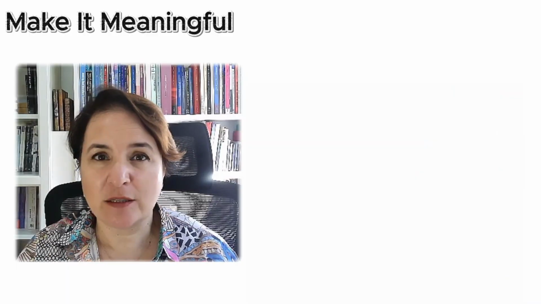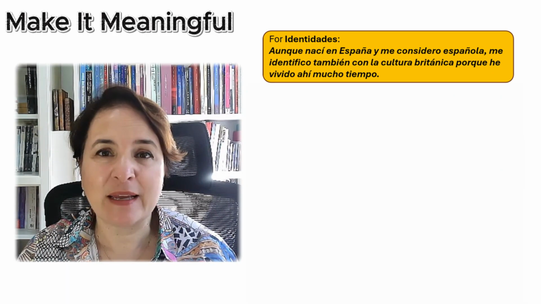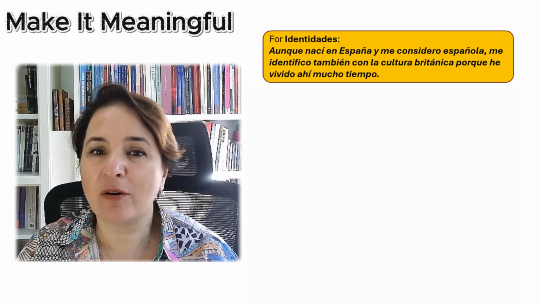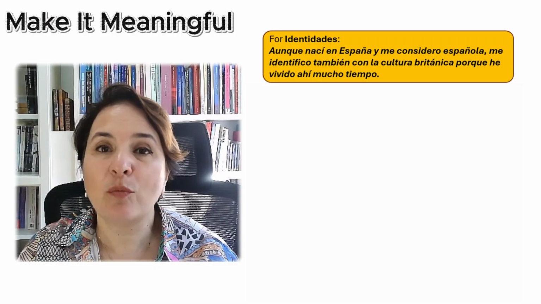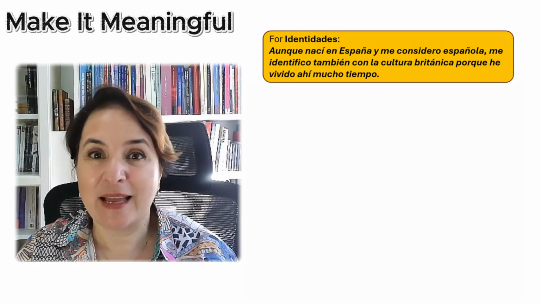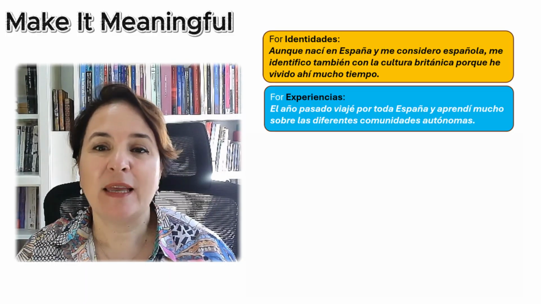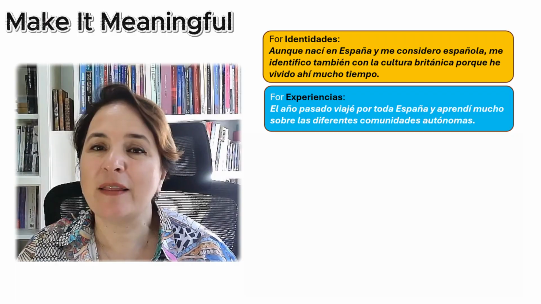Every time you learn a new verb, write it down with the translation and then try to create a sentence, a meaningful sentence. And in particular, try to connect it to the themes that you're already studying as the context for your practice. So for instance, for Identidades, you could write something like, aunque nací en España y me considero española, me identifico también con la cultura británica porque he vivido ahí mucho tiempo. See how I'm mixing tenses here. For Experiencias, el año pasado viajé por toda España y aprendí mucho sobre las diferentes comunidades autónomas.